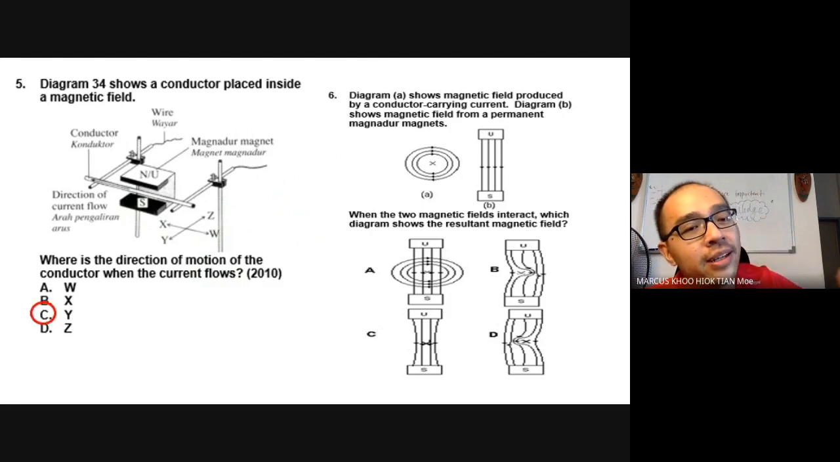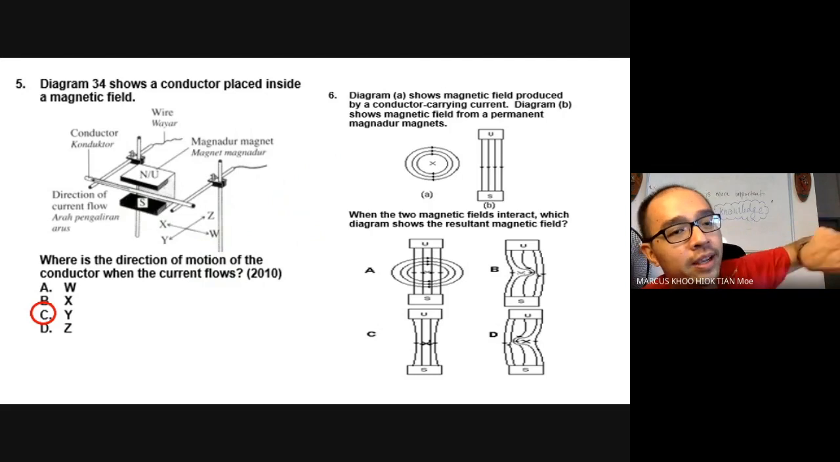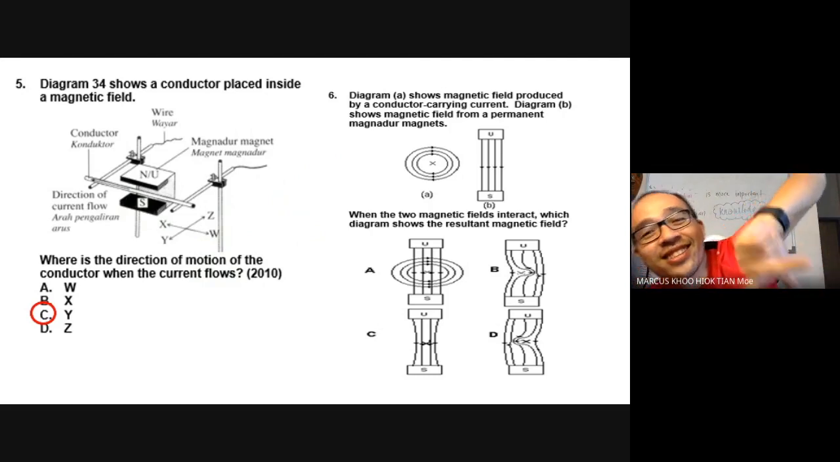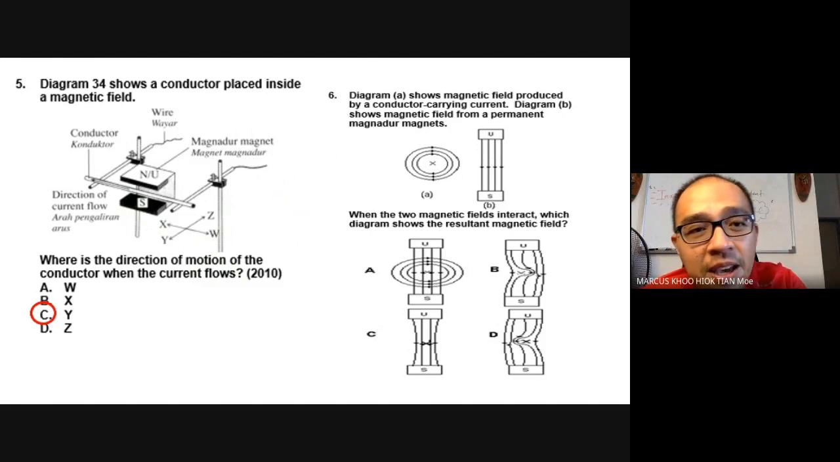It's going to go towards Y. Current is pointing this way. Okay, so utara selatan is like this. So it's going to be downwards. Okay, all right, number 6.